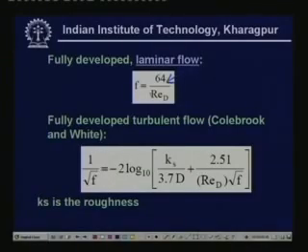And for fully developed turbulent flow, the correlation given here is known as the Colebrook and White correlation. It relates the friction factor with the roughness and the Reynolds number. This roughness has the same dimensions as the length scale, that is, the diameter. This is a very popular equation for fully developed turbulent flow. One thing you can notice here is that to use this equation you have to use an iterative procedure, because f occurs both on the left hand side as well as on the right hand side. So you have to use a trial and error iterative method to find f.